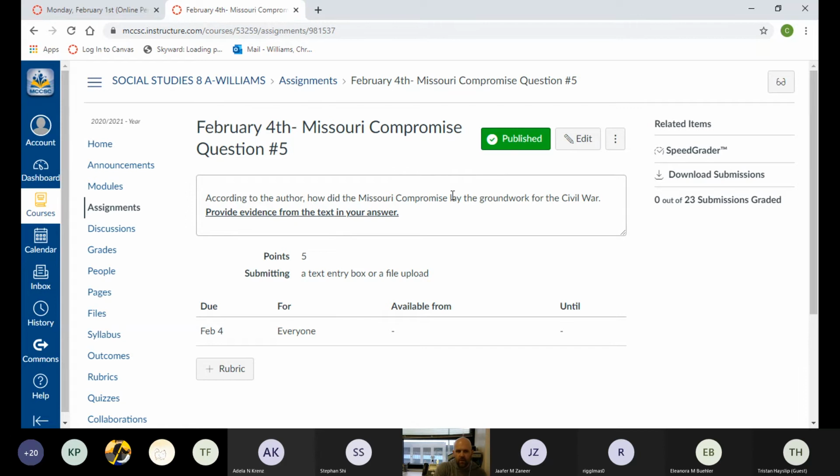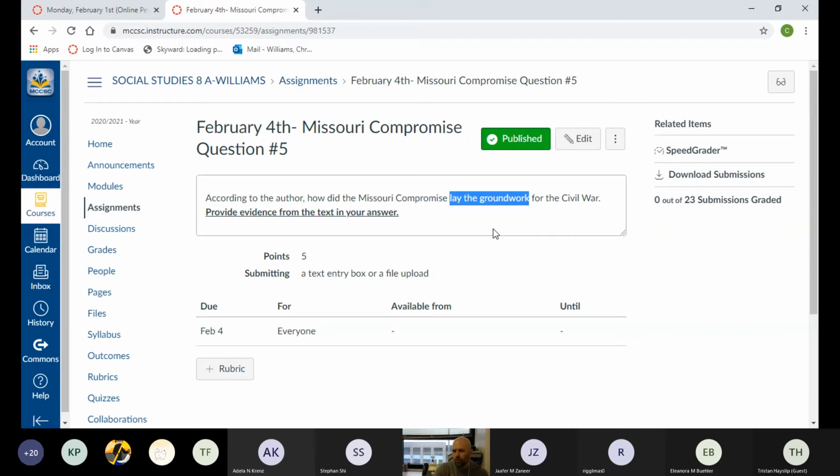So let me give you a little bit of clarification here. Please listen carefully. This phrasing could also be said another way: how did the Missouri Compromise set the stage for the Civil War? How can we look at the compromise as signaling a later civil war, or knowing that a civil war will be coming later? Okay, so if lay the groundwork doesn't make sense to you, hopefully those other explanations do.